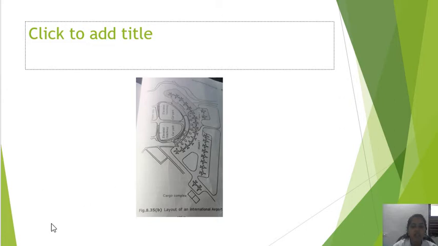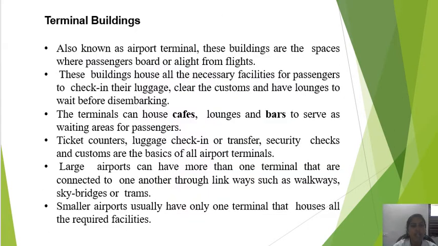So this is the layout of an international airport. The terminal building is also known as the airport terminal. In the terminal buildings, the passengers board or alight from the flights. These buildings have all the necessary facilities for passengers to check in their luggage, clear the customs, and have lounges to wait before disembarking. These terminals can also have cafes, lounges, and bars to serve as waiting areas for passengers. Ticket counters, luggage check-in or transfer, security checks, and customs are the basics of all airport terminals.